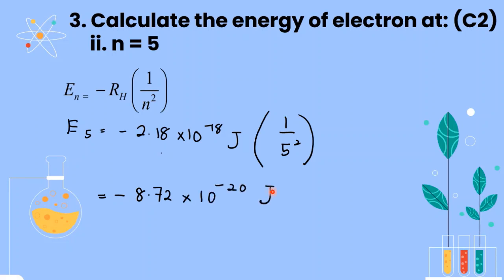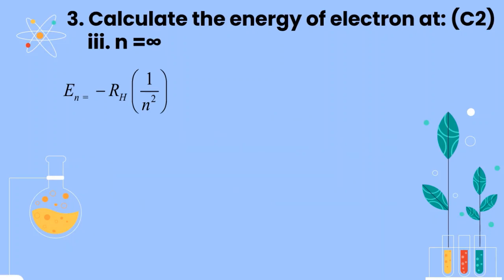Reminder for you to always use joule as your unit and never leave out any unit in any of your calculation. The next question asks you to calculate the energy of electron at n equals infinity. Now this is quite tricky because infinity, we don't know what is the value of infinity. What we know is as the number gets bigger, it is approaching infinity.